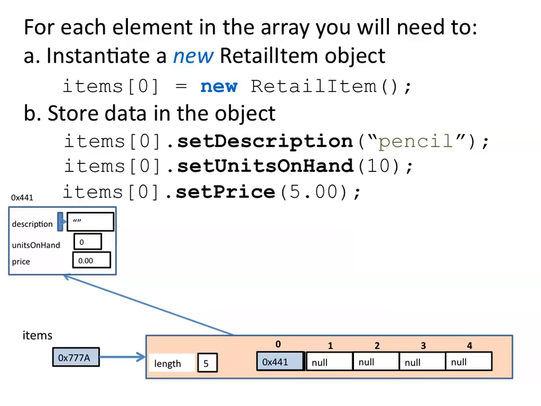Next, we need to store data in the object. We can call the set methods. items[0].setDescription("pencil") sets the description. items[0].setUnitsOnHand sets the units on hand, and items[0].setPrice is used to set the price.